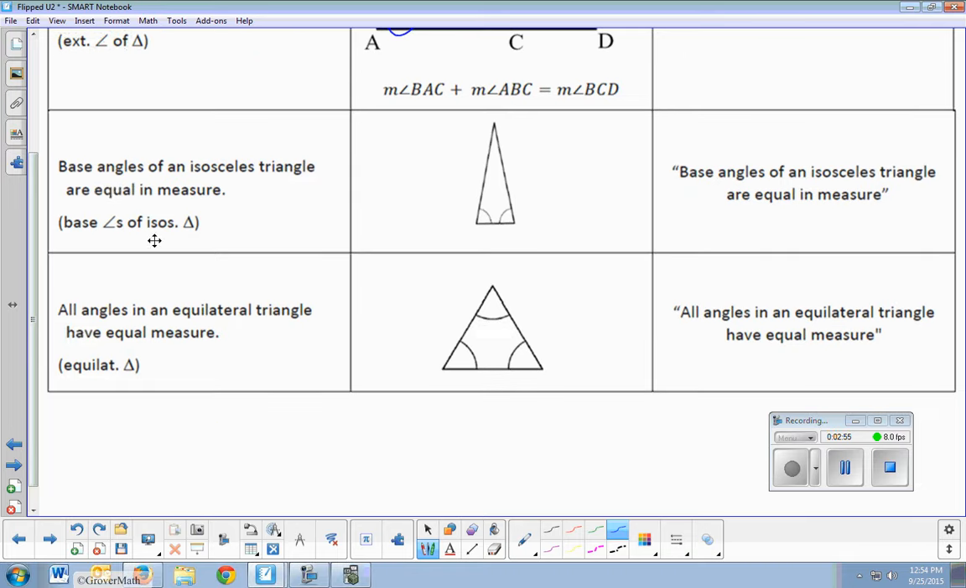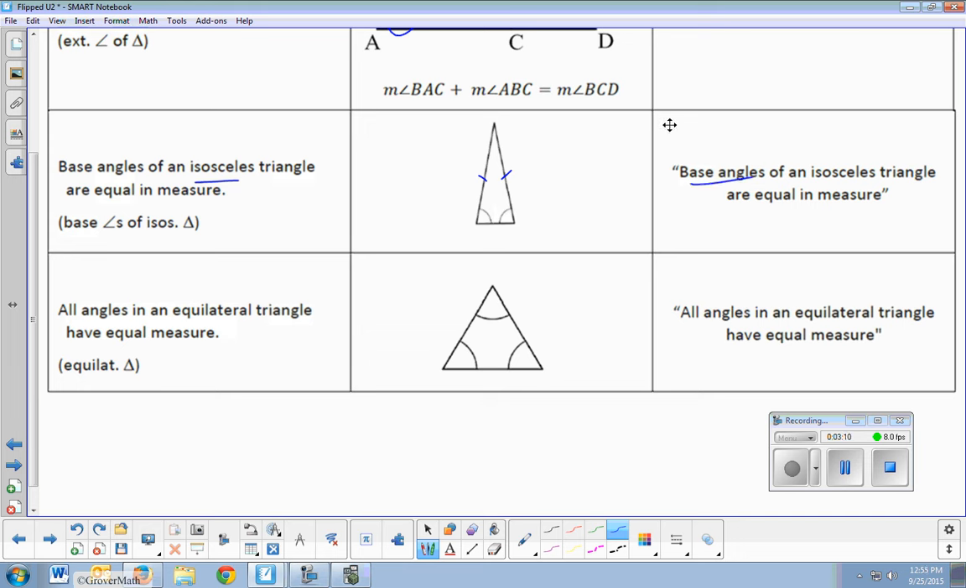The next two are about special triangles. An isosceles triangle is a triangle that has two congruent sides. Not only that, it has two congruent angles, the angles opposite the congruent sides. We call them the base angles.